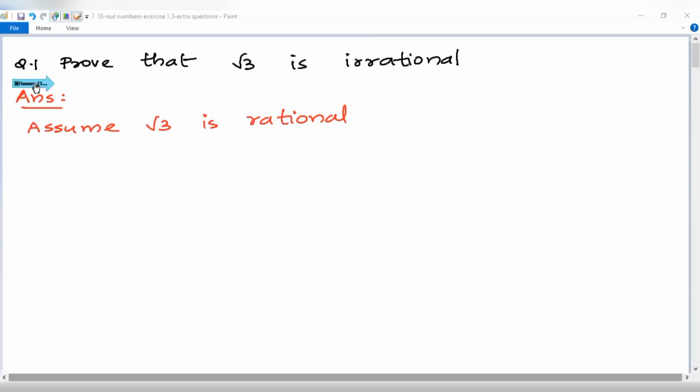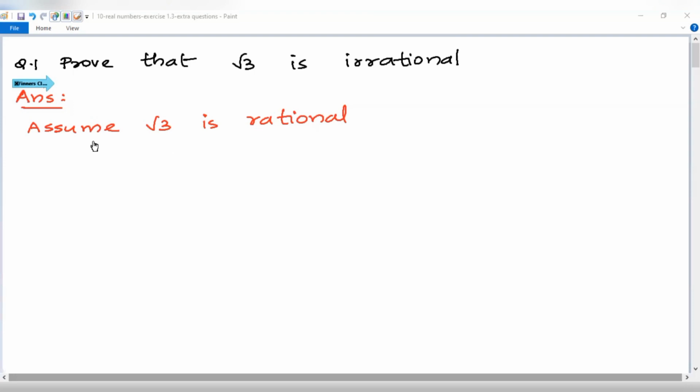This is our first question. Prove that root 3 is irrational. We all know that root 3 is irrational, but we have to prove it. So, in order to prove it, we will assume root 3 is rational. We will start with an assumption and finally we will prove that it is irrational because our assumption was wrong. We will conclude like that.